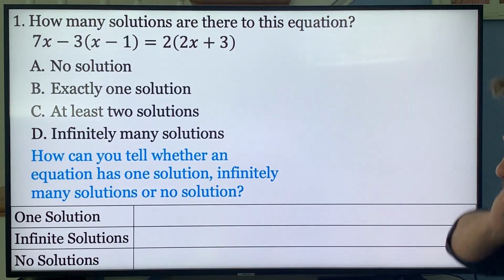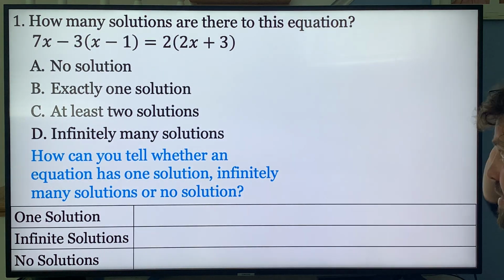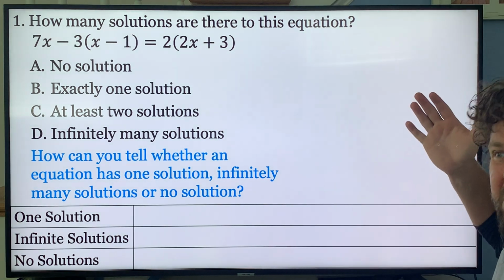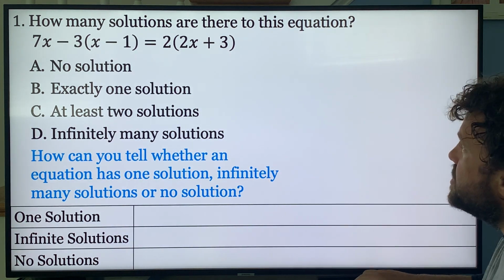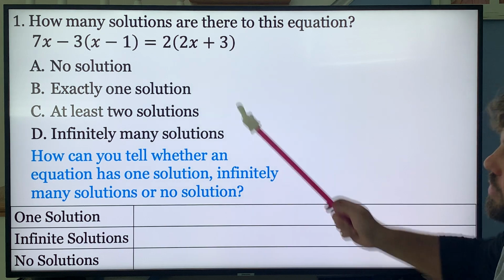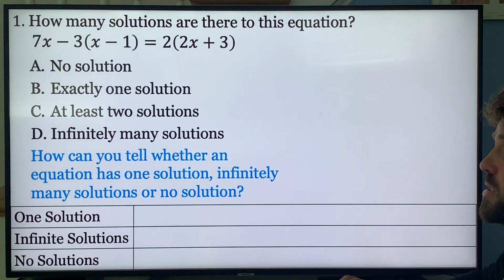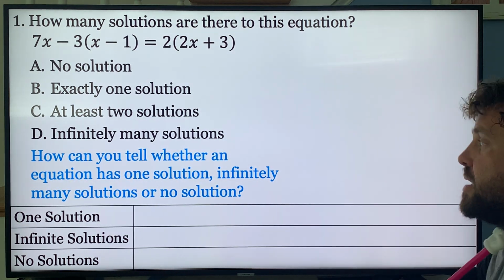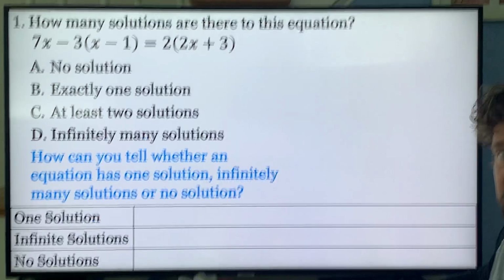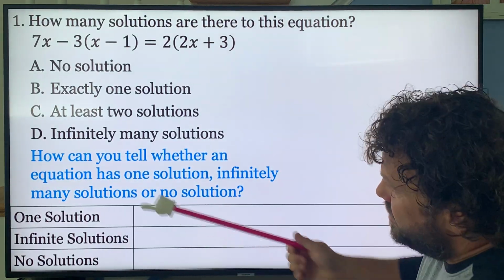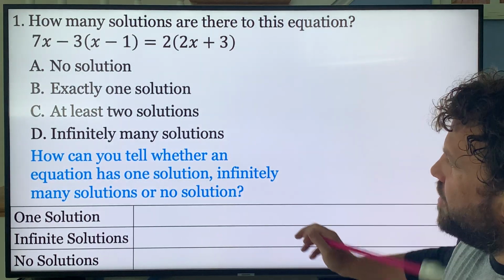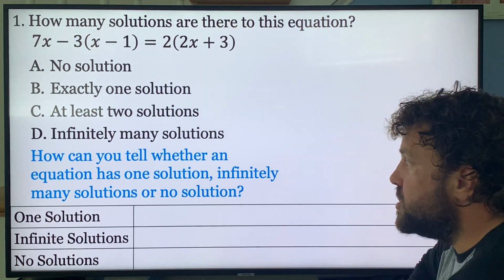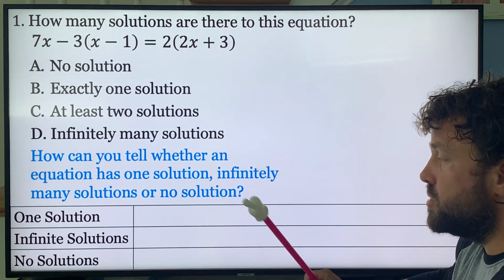All right, let's go to the next one. So now we've got about, what, 36 problems, I believe it is, to go through? Should take about maybe an hour. All right, so how many solutions are there to this equation? The choices are no solutions, exactly 1, at least 2, or infinitely many, meaning infinite. How can you tell whether an equation has 1 solution, an infinite number, or no solution? So we'll go through all that.